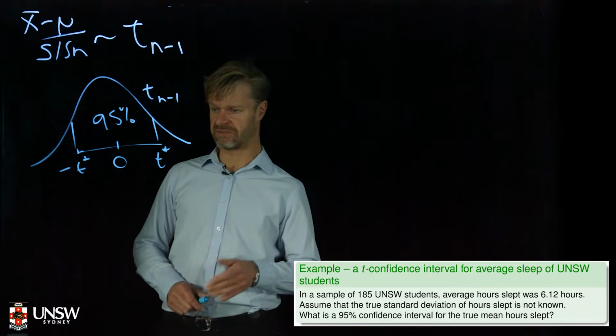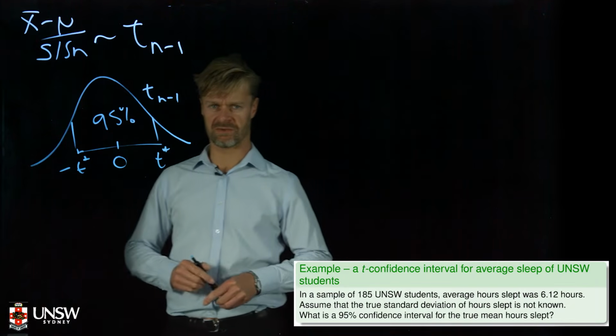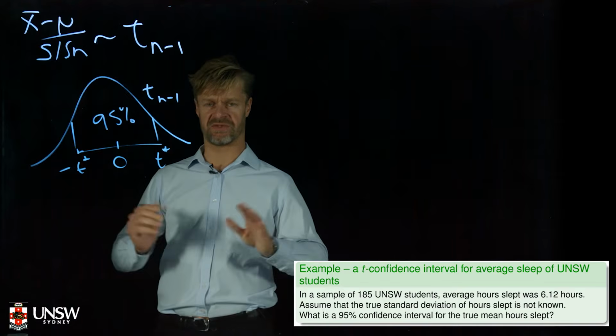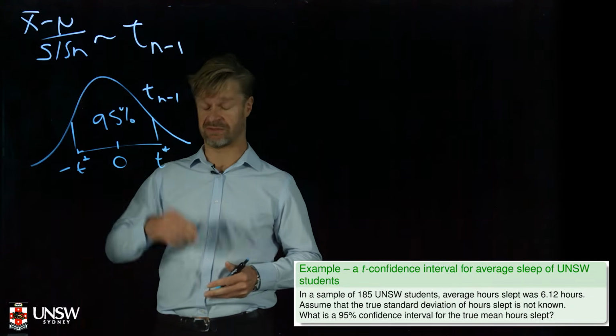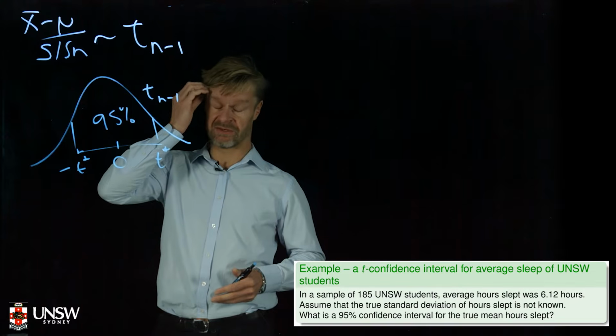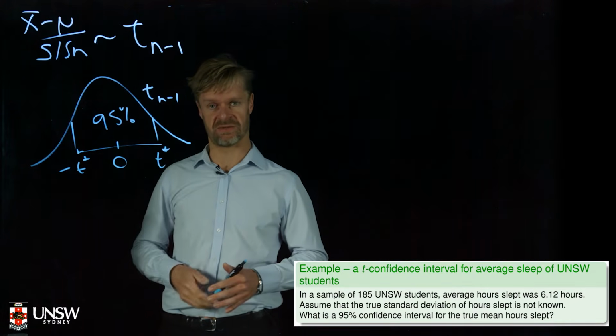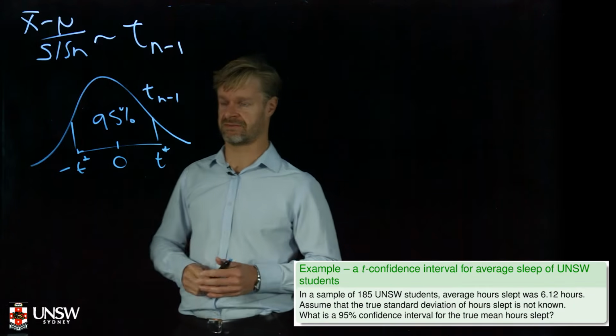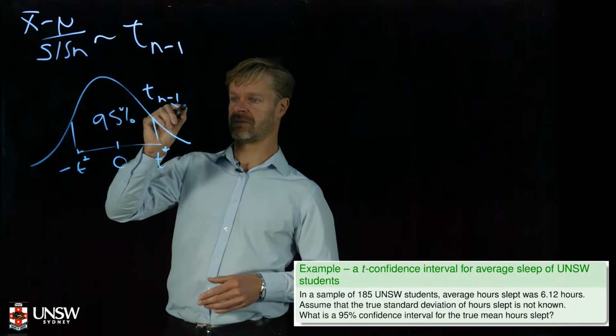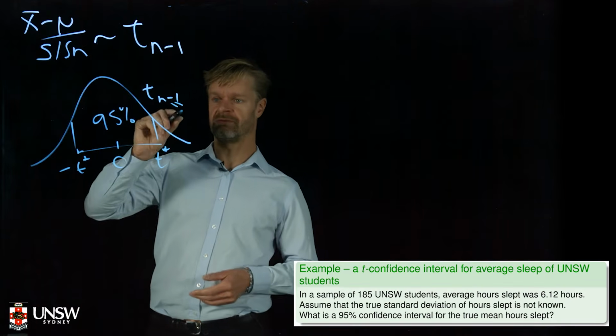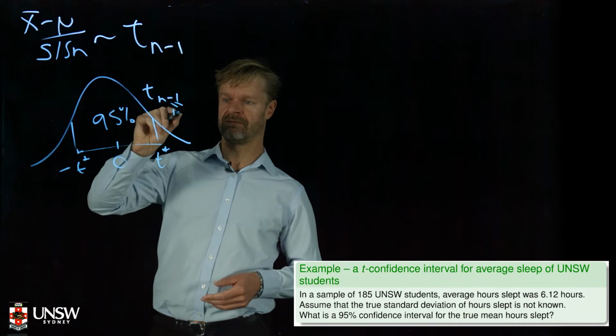Okay, so if we think about doing this for the sleep data, we're not going to pretend that the true standard deviation is 2.5. I just totally made that up. I don't know what the standard deviation of the hours slept by every single student at UNSW is, so I don't know that sigma is 2.5. But I do have a sample of 185 people.